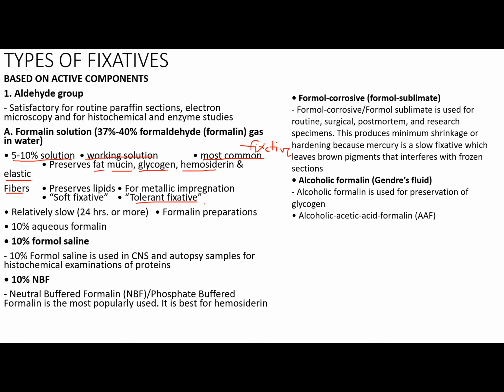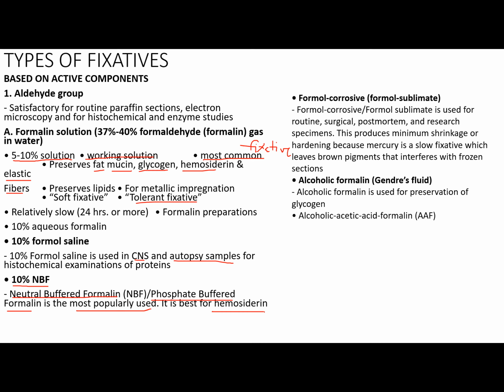Then formalin preparations could include the following. So pag sinabi mong formalin preparation, ito yung mga iba't ibang klase ng formalin class na ginagamit sa histopath. We have your 10% aqueous formalin, 10% formol saline. Now, 10% formol saline class is used in CNS and autopsy sample. So, ginagamit siya for central nervous system sa mga autopsy sample. Then, we have your 10% NBF. NBF stands for neutral buffered formalin, also known as your phosphate buffer formalin. This is the most popularly used, best for hemosiderin demonstration.